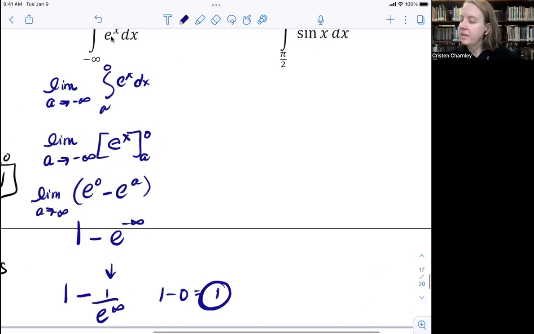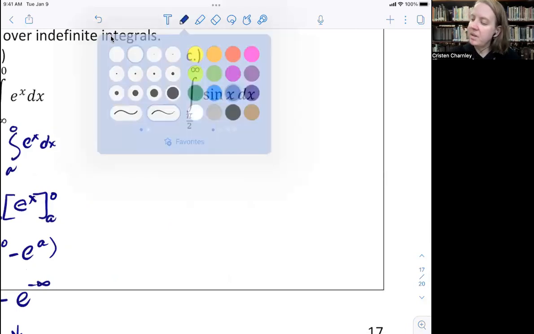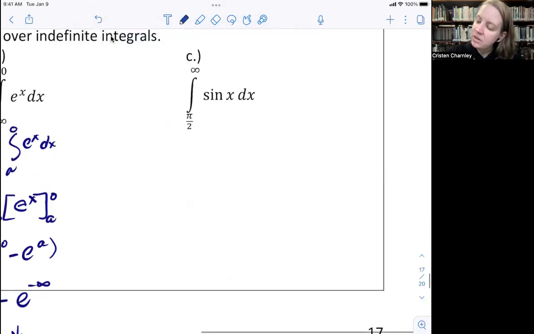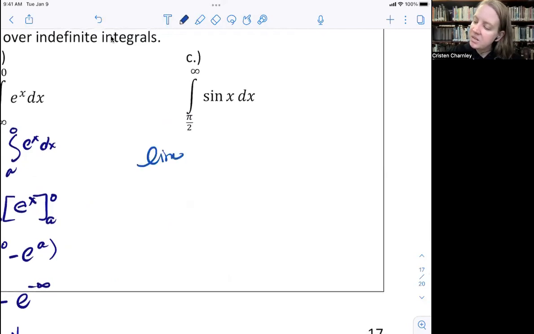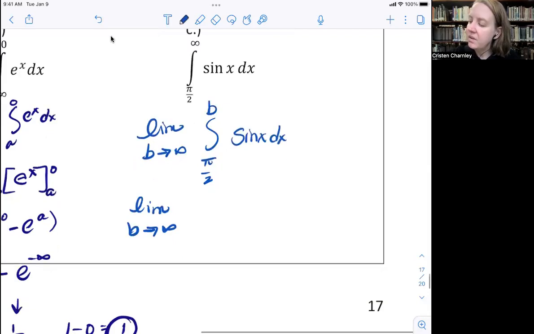Awesome. Okay. And sine. What's going on here? I feel like this one might be a little bit different. Let's do the limit as b approaches infinity of the integral from pi over 2 to b of sine of x dx. The antiderivative of sine, if we were in class together, you would all shout out that it's cosine. Is it positive or negative? It's going to be negative. So negative cosine of x between pi over 2 and b.